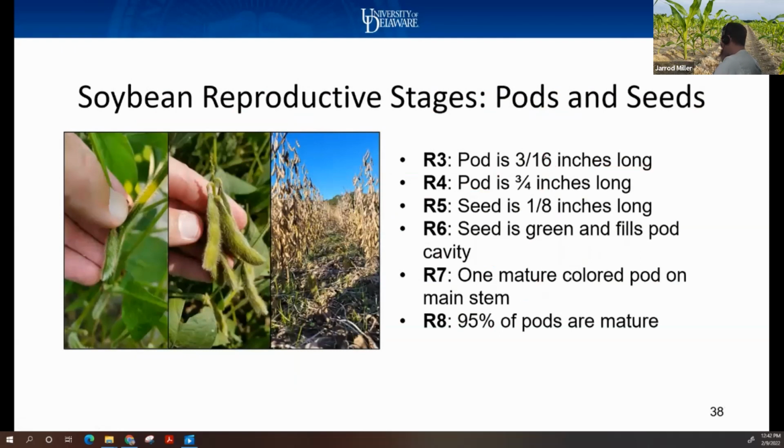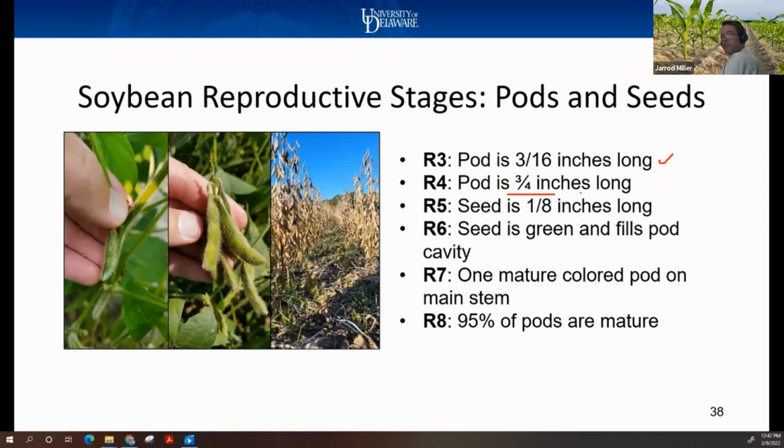It gets even harder, I think, with trying to tell what these pods are, because R3 is when your pod is 3/16 inches long. Well, you gotta have a ruler with you. It's not like looking at the corn and being like, oh, okay, it's a blister, it's got some milk, it's got some dough, I see some denting. Now all of a sudden you have to have a ruler with you.